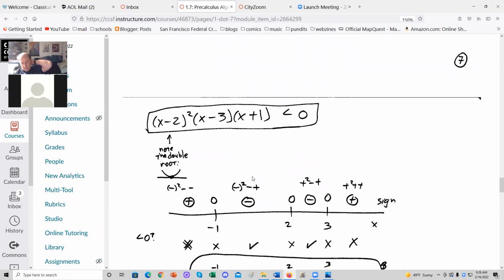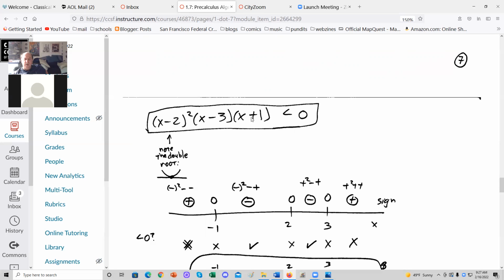Now, this is a little more complicated. (x - 2)^2 times (x - 3) times (x + 1) is less than 0. We have a second power here, which tends to make the graph skim the axis, not go through it. That's a double root. All right, so let's see. The sign graph: x + 1 is 0 at negative 1, so we put a 0 at negative 1. At 2, this factor is 0. At 3, this factor is 0. So you have zeros here and here and here.